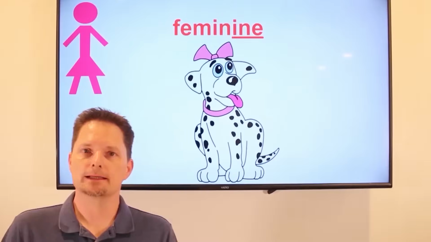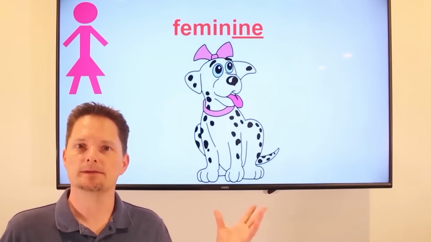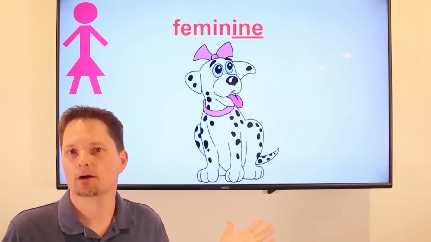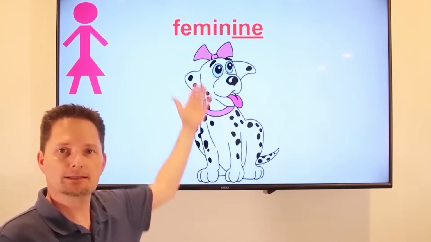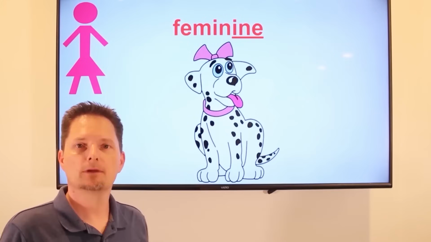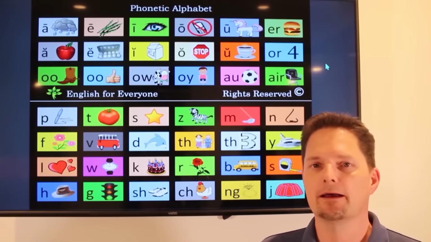Very good. Example, feminine. Feminine is an adjective. It describes anything that looks like a girl, like a woman. The dog has a pink bow and a pink collar. The dog looks feminine, like a girl. Pronunciation, feminine.